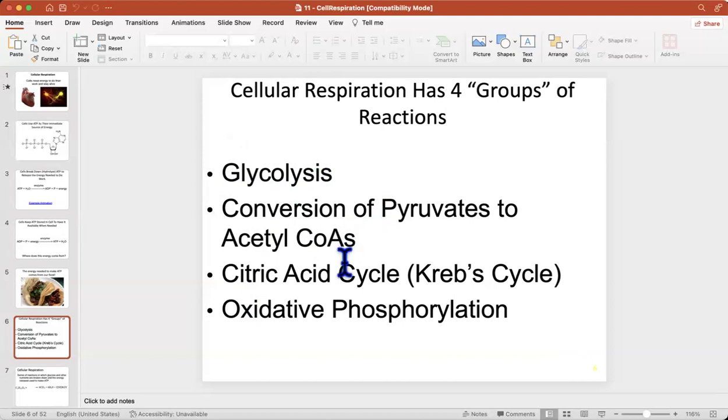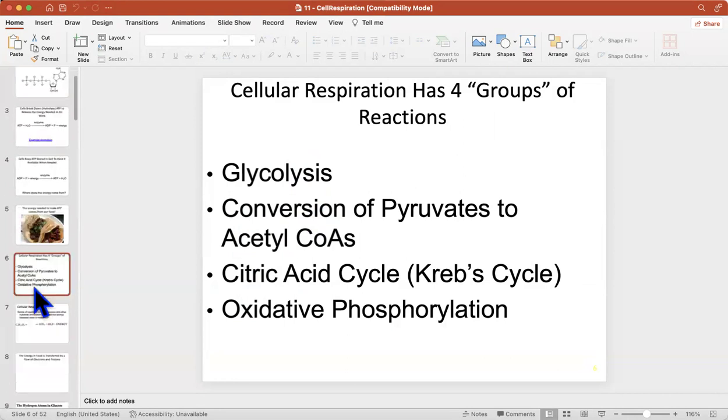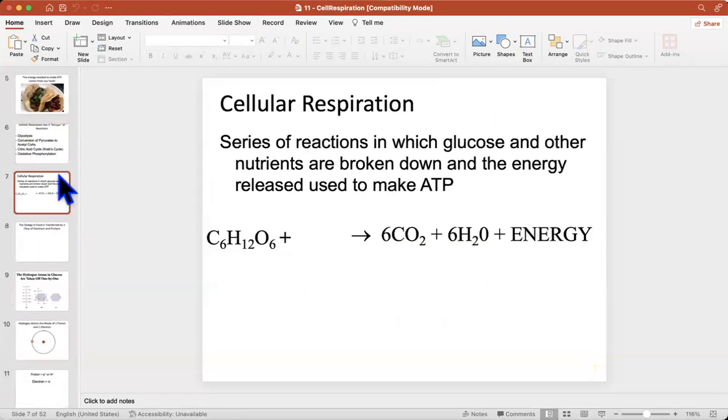And then the second big step is called the citric acid cycle, also called the Krebs cycle. And the last one is called oxidative phosphorylation. The old textbook called it the electron transport chain. So totally 3 big processes with 1 intermediate process. So totally 4 processes.